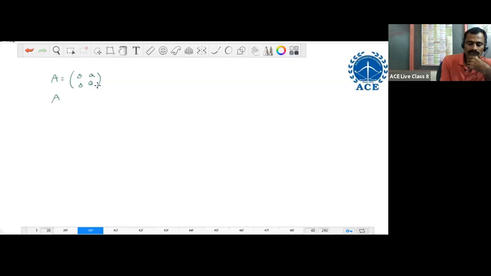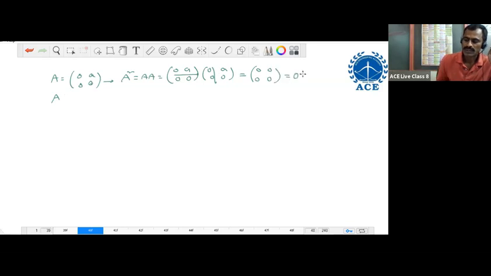If you want to find A square, it is A into A. [0, a; 0, 0] times [0, a; 0, 0] equal to: first row first column 0, first row second column 0, second row first column 0, second row second column 0. Equal to the 0 matrix. A square equal to the 0 matrix. A power 3 equal to the 0 matrix. In general, A power n is also the 0 matrix for second order.